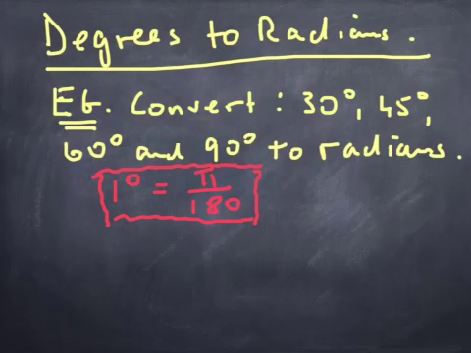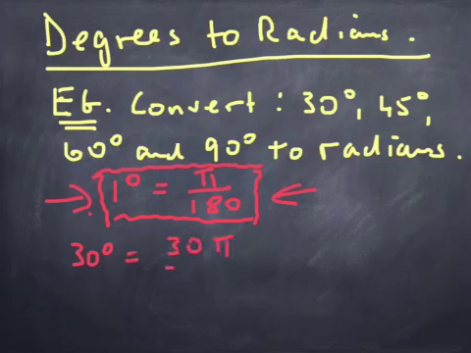Okay, let's convert from degrees to radians. Let's say I want to convert 30 degrees, 45 degrees, 60 and 90 degrees to radians. Well, here's our basic identity here. 1 degree is equal to pi over 180. So really, if I want to know what 30 degrees is in terms of radians, all I've got to do is times both sides by 30, isn't it? So what I get there is this. 30 degrees equals 30 pi over 180 radians, and that of course simplifies to pi on 6 radians.